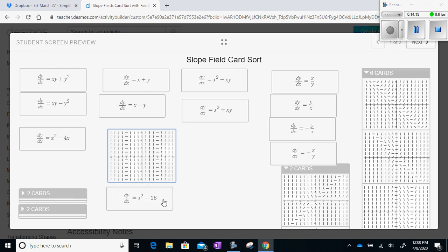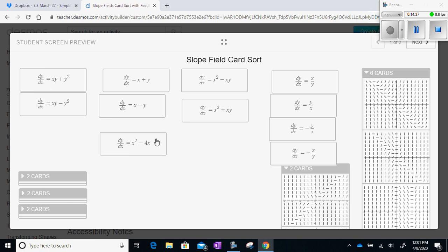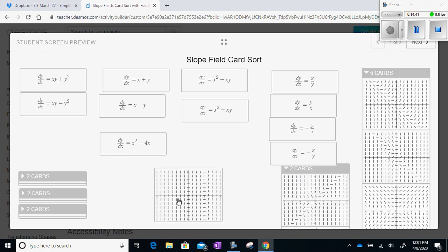I'm hoping we've already conversed about that and you realize that this is definitely the differential equation that will match this slope field. Okay, so we're going to pair those up, put them together, and slide this down. I'm looking for one more slope field that will match this differential equation, and it happens to be visible right here, so I'm going to grab it and bring it over.